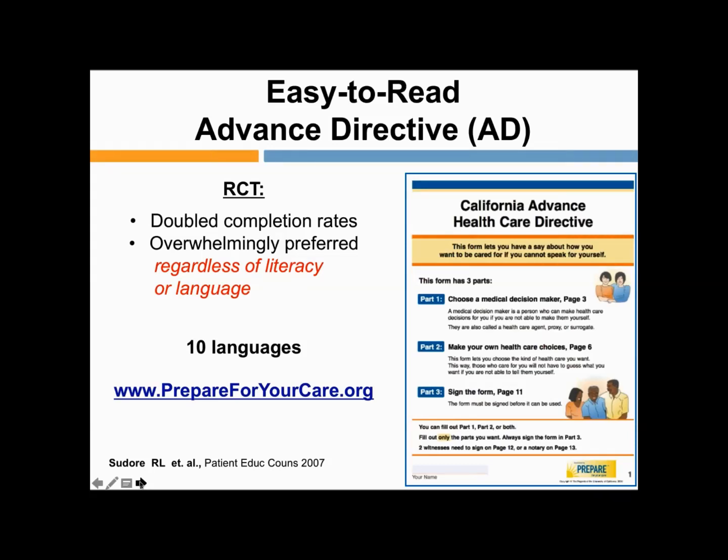So we spent many years, and our team worked closely with the community to co-create an easy-to-read advanced directive. It's written at a 5th grade reading level and has pictures that help describe the text. We conducted a randomized controlled trial many years ago now, where we showed that we were able to double the completion rates of advanced directives, and people overwhelmingly preferred this easy-to-read version over a standard version. And this is really regardless of whether somebody had high literacy or low literacy, or regardless of their language. The advanced directive is available in 10 different languages in California, and in the U.S. it's available for all 50 states in English and Spanish on our prepareforyourcare.org website.